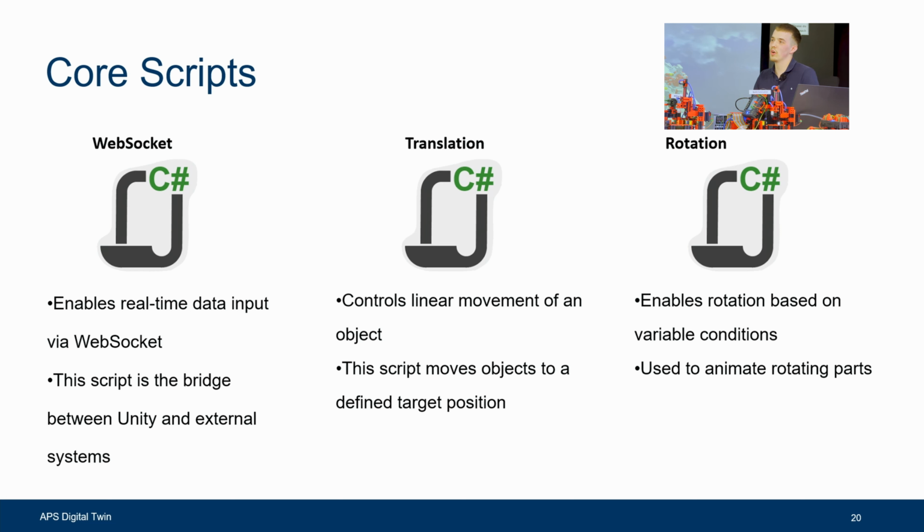Our core scripts, the most used and important scripts, are the WebSocket, translation and rotation scripts. The WebSocket script is basically to handle the communication between Unity and the other system parts. The translation script is to realize linear movements. It just moves the object to a set location, so we give the coordinates and the object will move to this coordinate. The rotation script is for animating the rotating parts, and we use a vector to animate it.